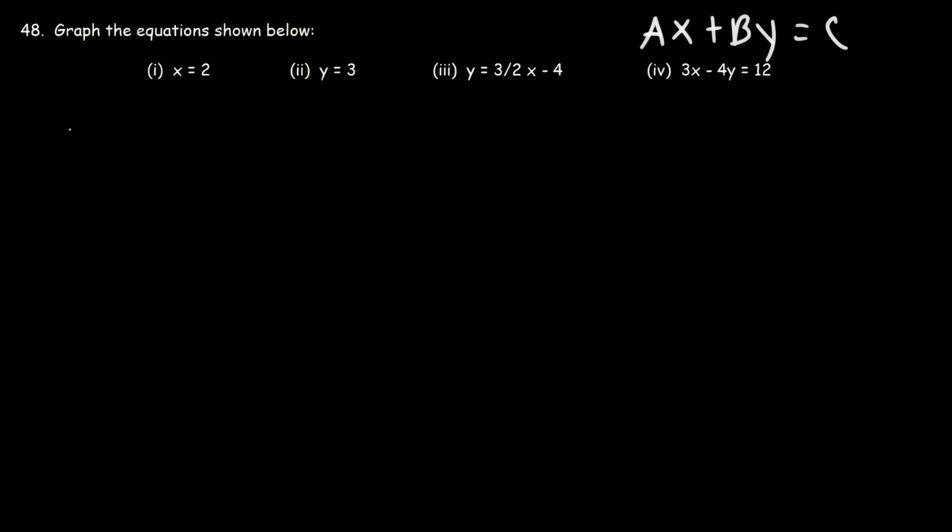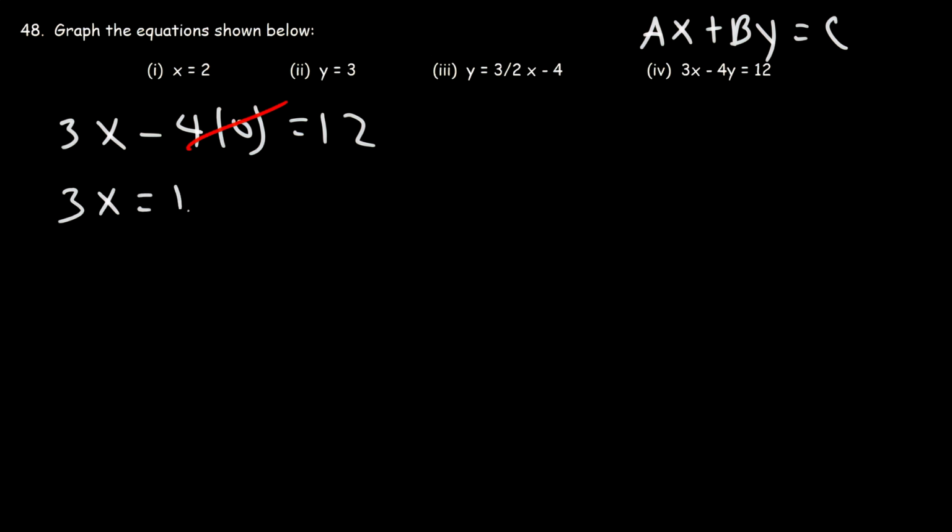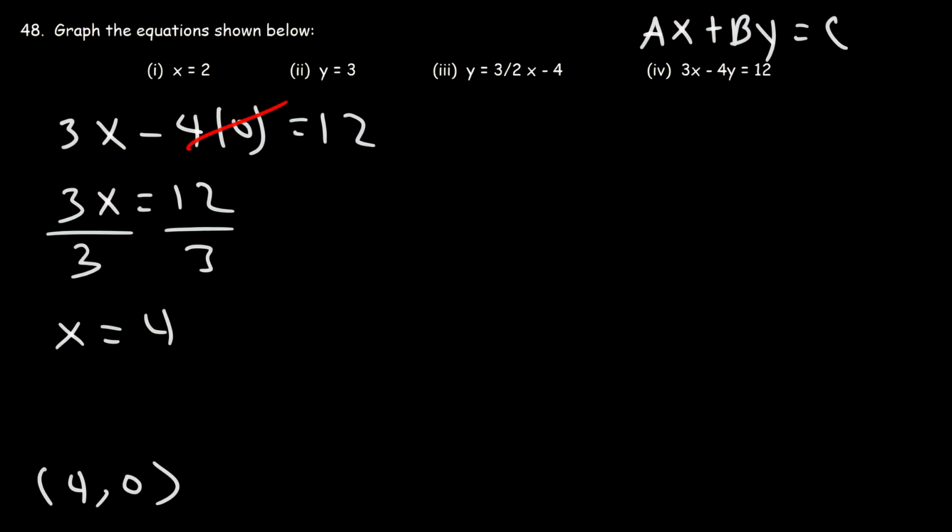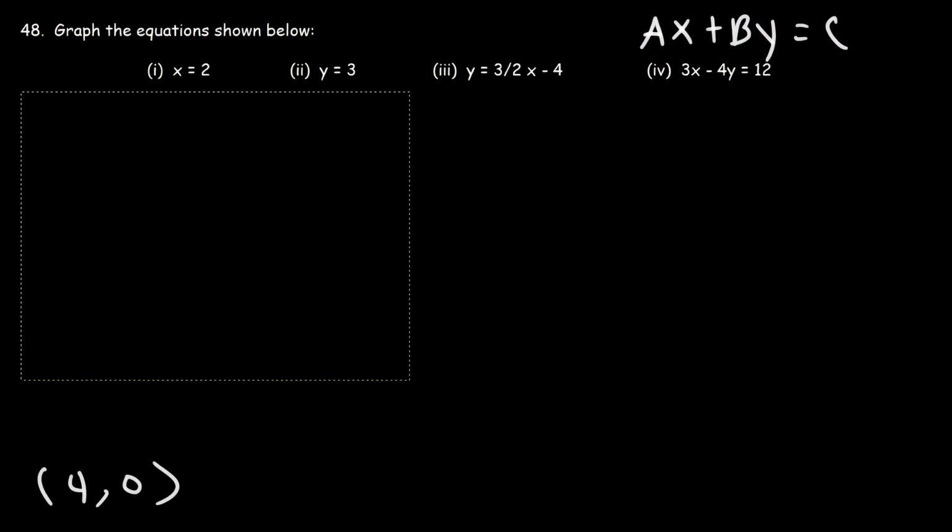Let's start by finding the x-intercept. To do so, replace y with 0 and solve for x. So 4 times 0 is 0, so we're left with 3x is equal to 12. Dividing both sides by 3, we get x is equal to 4. So the x-intercept is 4, comma 0. X is 4, y is 0.